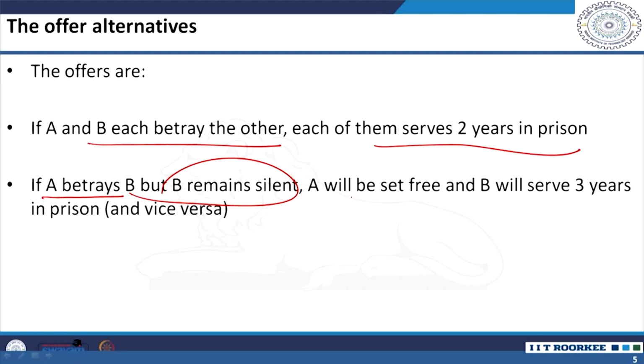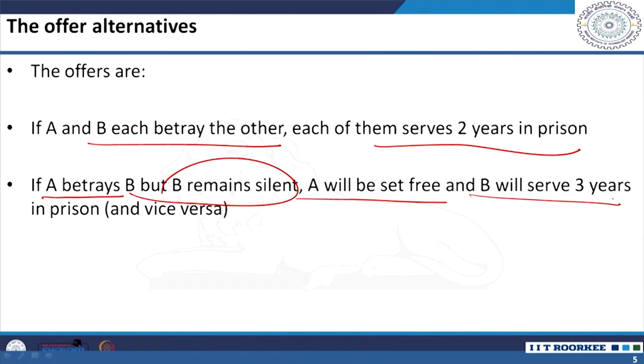And if the first prisoner A betrays, but B remains silent, then A will be set free. However, B will be serving the full sentence, that is 3 years in prison. And also vice versa. That means if B betrays but A remains silent, then B will be set free and A will be serving the prison term for 3 years.